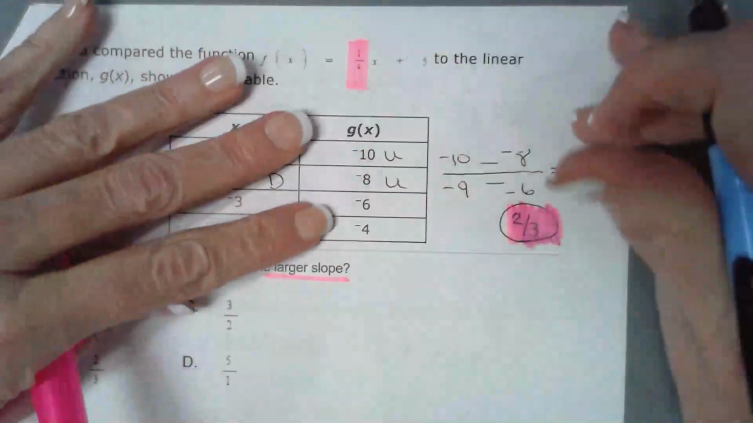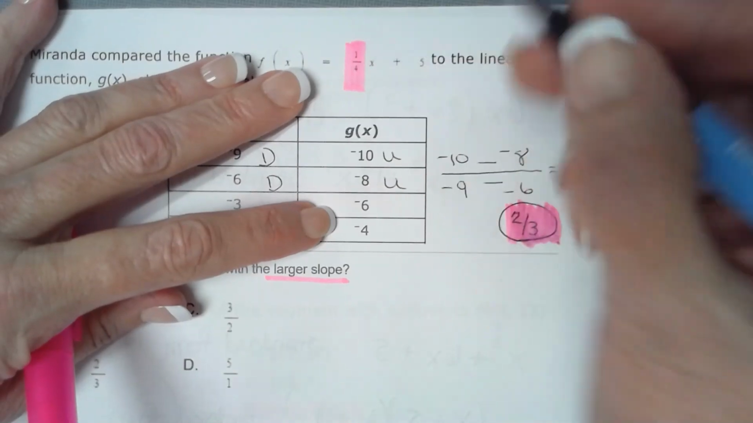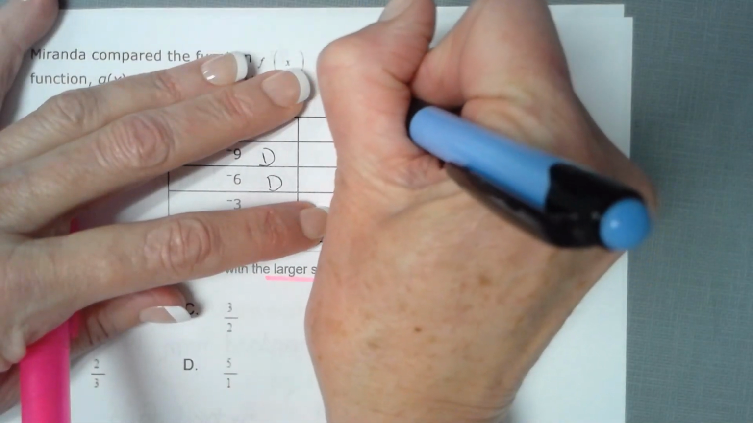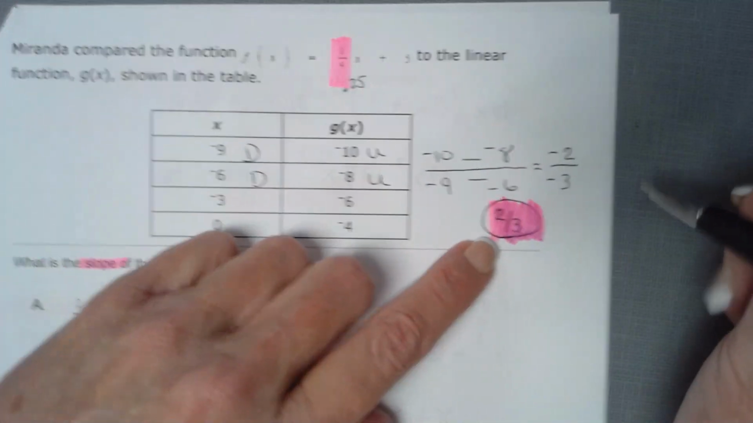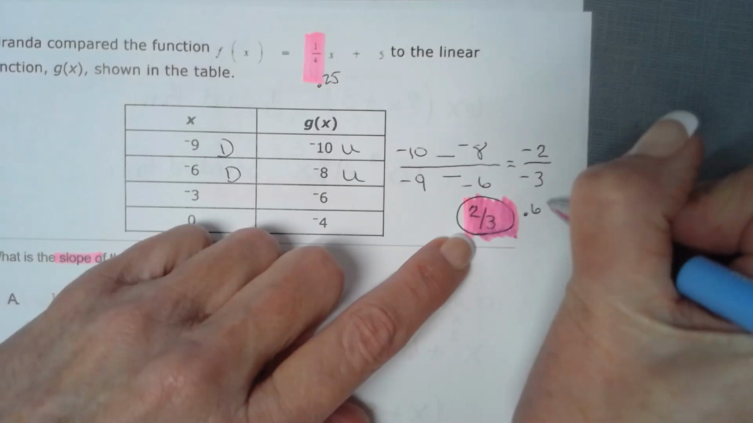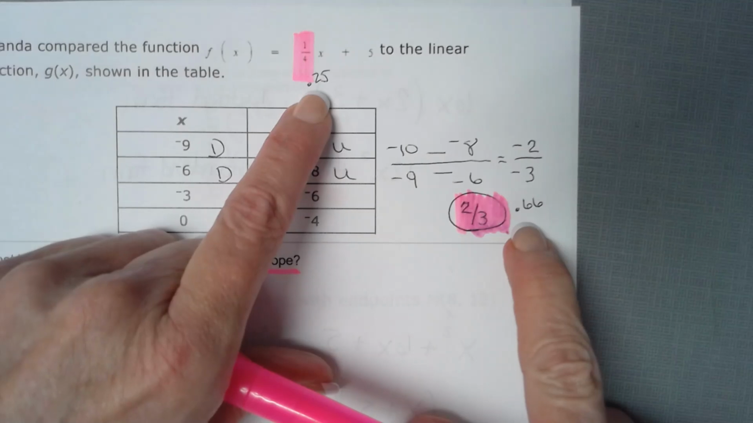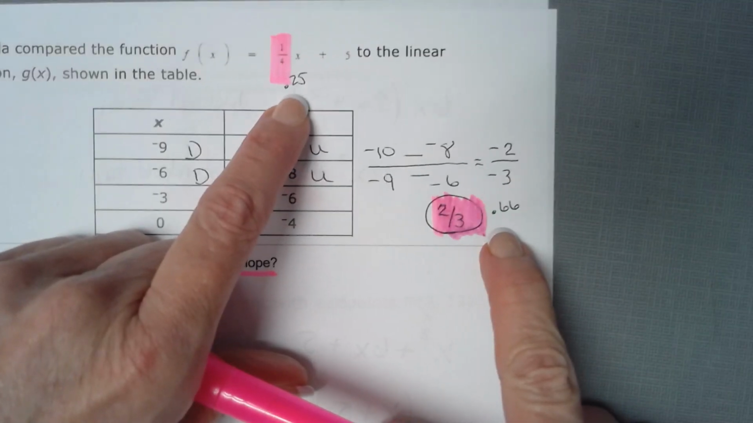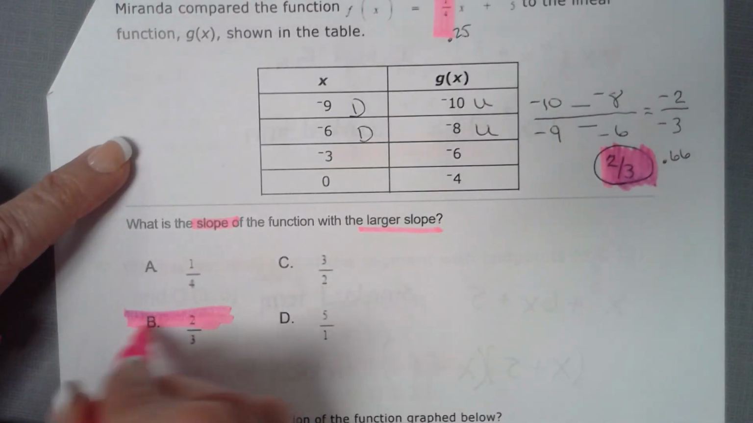Y'all, if you don't know which one is bigger, put it in the calculator and press enter. If you put 1/4 in, you're going to get 0.25. If you put 2/3 in, you're going to get 0.66 repeating. So which one is bigger, the 1/4 or the 2/3? The 2/3 is the bigger one. The correct answer was B.